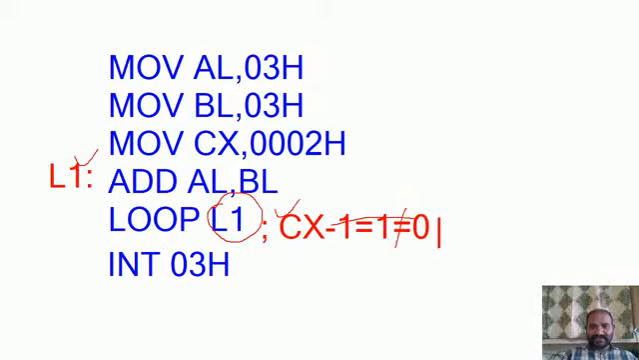In the second case, again CX is decremented by 1. The previous value of CX is 1, the result of the previous operation. So CX minus 1 is stored in the CX register. Now the CX value is 1, and 1 minus 1 equals 0.